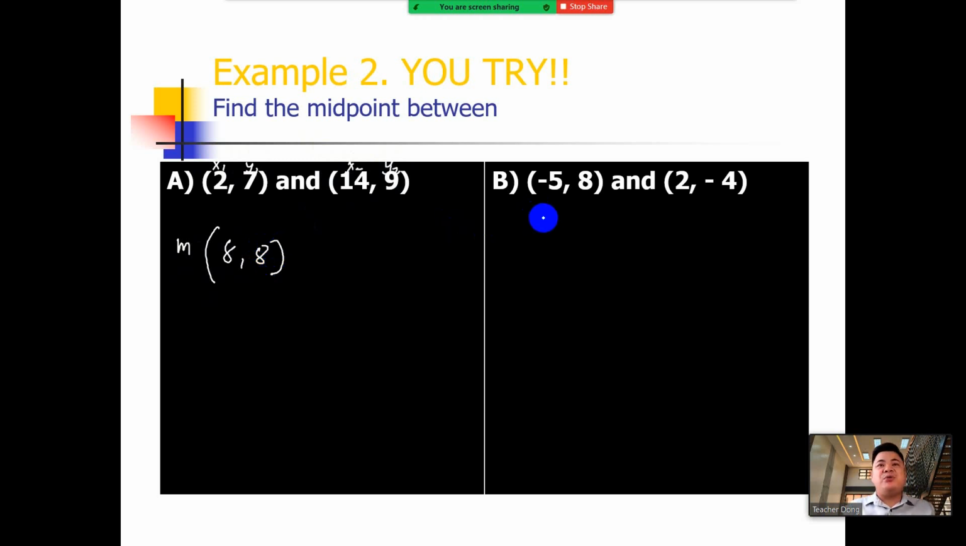How about for B? We have point (negative 5, 8), and the second point we have (2, negative 4). So what is the midpoint? Just simply substitute the values including the negative. Please don't forget that. Very good. It's negative 1.5 and 2. So the coordinates of the midpoint for B are (negative 1.5, 2). Thank you so much for those who are participating, most especially to my students, you need this.